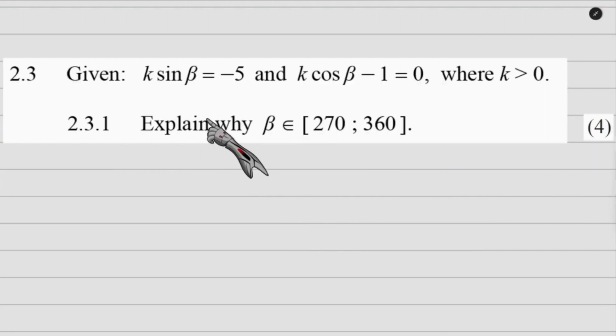In question 2.3, we've been given two trig equations. We've been told that k is greater than 0. And now we need to explain why beta lies between 270 and 360 degrees. Okay, to pull this off, we're going to have to isolate sine beta and cos beta.